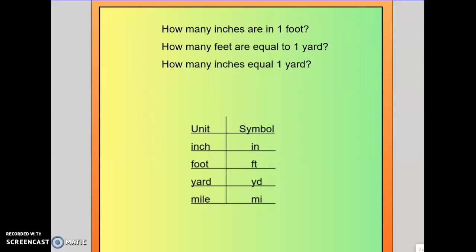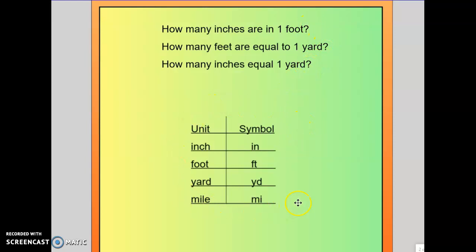So let's just review. This is a good review from 2nd and 3rd grade. How many inches are in 1 foot? We know there are 12. How many feet are equal to 1 yard? Well, there are 3 feet in 1 yard. So how many inches is in a yard? Well, if there's 3 feet and each foot is 12 inches, 3 times 12 is 36 inches. So see how we're converting from foot to yard back to inches.